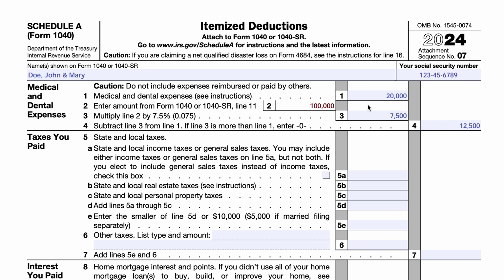But you can see how this can change based on your income. Let's say that the Does' adjusted gross income is $200,000. That would make this amount $15,000.